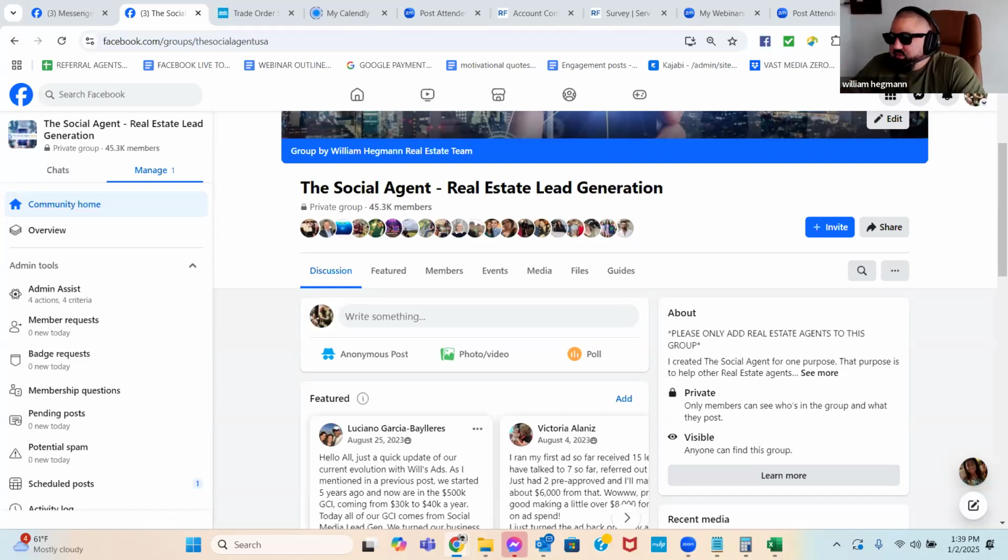Okay. Targeting, especially, because again, I could have the best photo, I could have the best verbiage, I could have the best call to actions. But if I'm targeting a bunch of people who aren't looking to buy property, that doesn't matter.